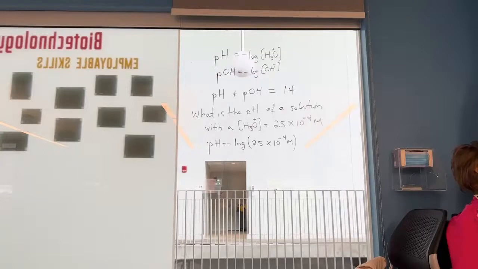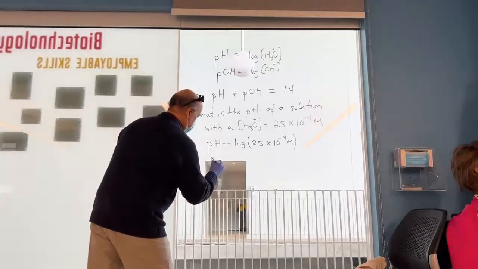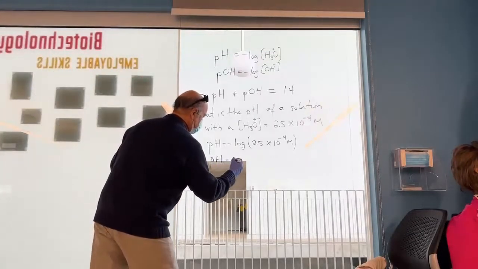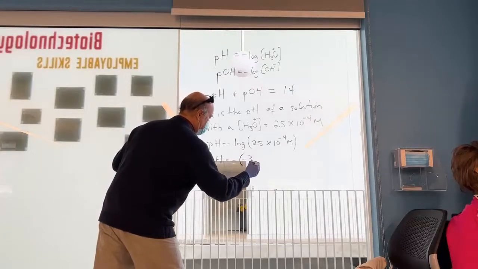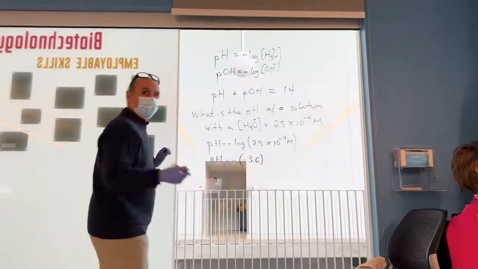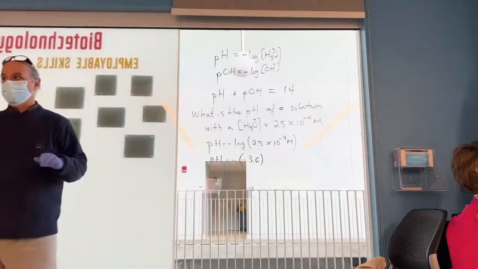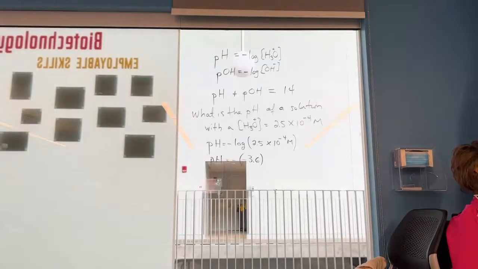Yeah, that may be the answer. So what did you get, if you did it? 3.6. Okay, so we're going to put pH equals negative 3.6. You got a negative value, right? I mean, when I did negative log.